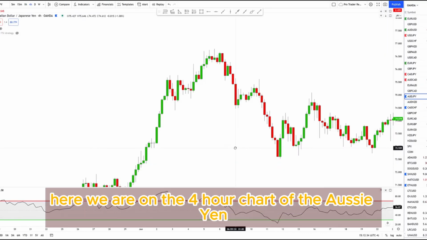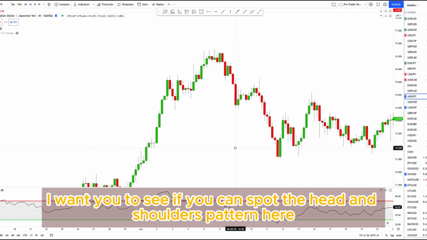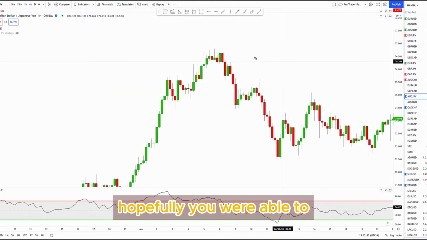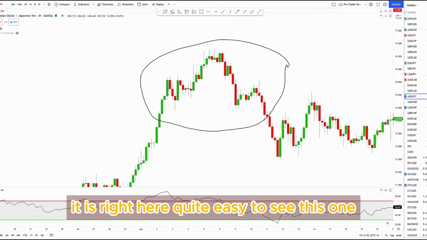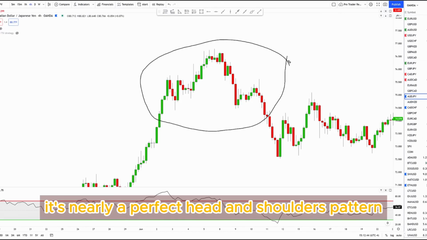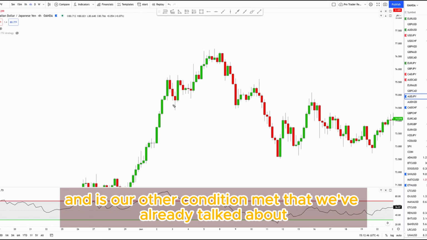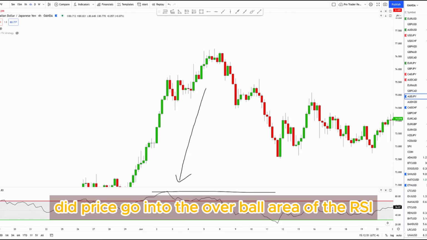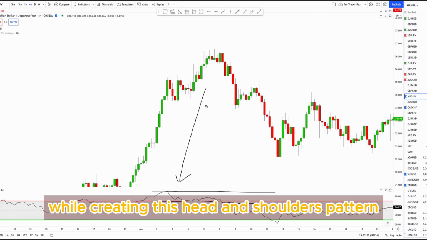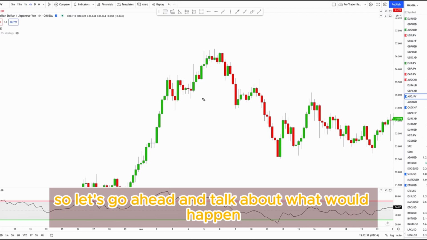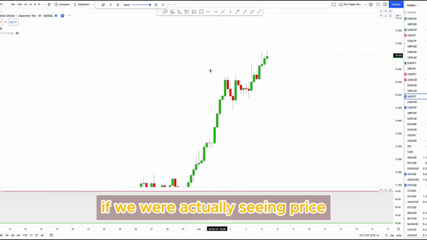Okay, here we are on the 4-hour chart of the Aussie yen. I want you to see if you can spot the head and shoulders pattern here. Hopefully you were able to. It is right here. Quite easy to see this one. It's nearly a perfect head and shoulders pattern. And is our other condition met that we've already talked about? Did price go into the overbought area of the RSI while creating this head and shoulders pattern? Yes, it did.